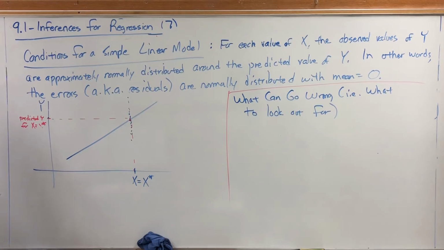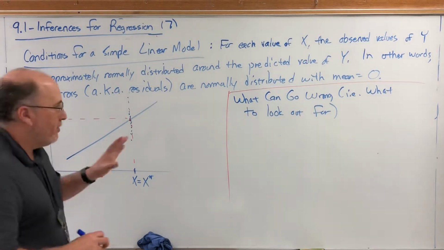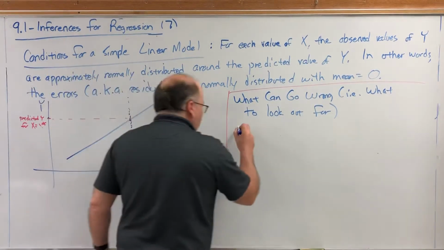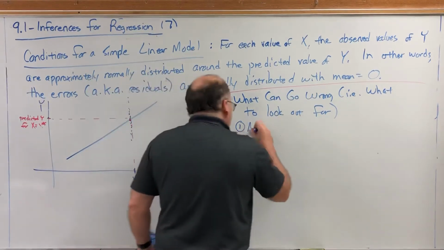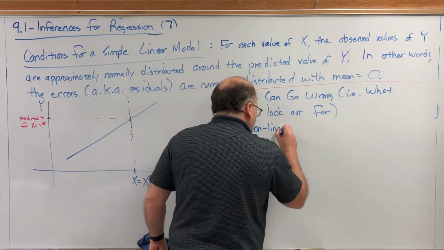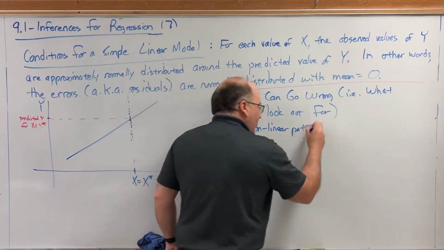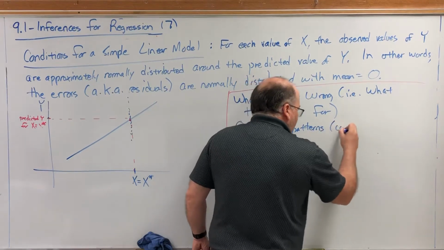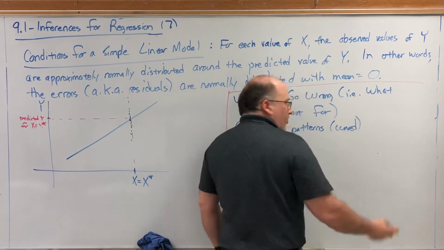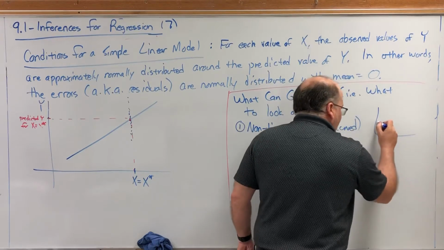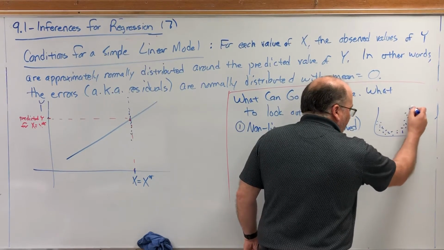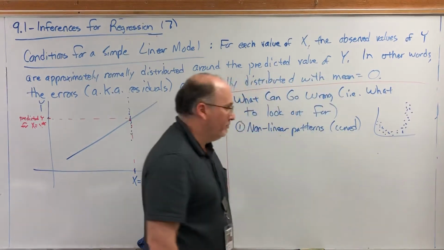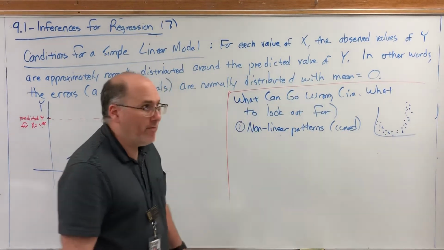So, how can we see when that doesn't happen? Well, the same things as before. Stuff can go bad. There are 3 things that can go wrong, 3 things we should look out for. Thing number 1, nonlinear patterns. In other words, the dot plot is curved. So, if we had a dot plot that kind of looked like this, that's not very linear. Looks more quadratic, more parabolic, if you will.